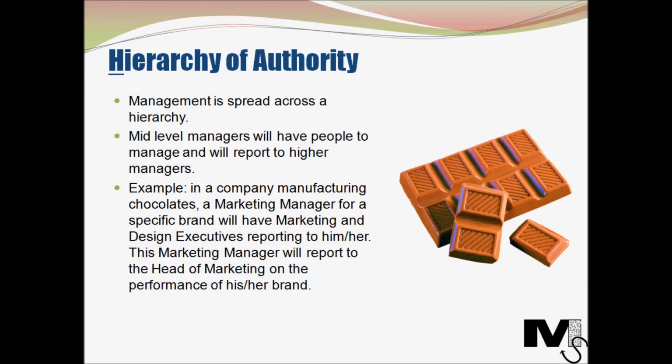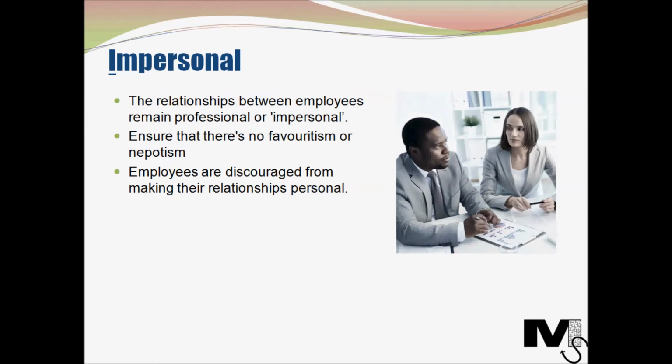Okay, now the next characteristic is impersonal. Now this means that clear rules and regulations ensure that the relationships between employees remain professional, or in other words, impersonal, not personal. So employees should only relate to one another as required by the governing rules of the organization. Now this will firstly ensure that there is no favoritism or nepotism. This will also ensure that people's views and statements don't get influenced by who they're dealing with, because their relationship with other people is quite impersonal.